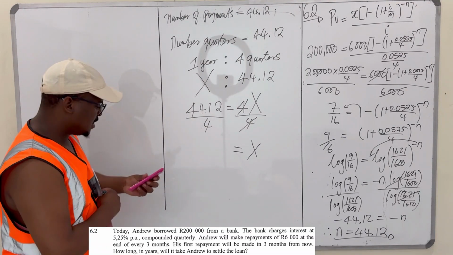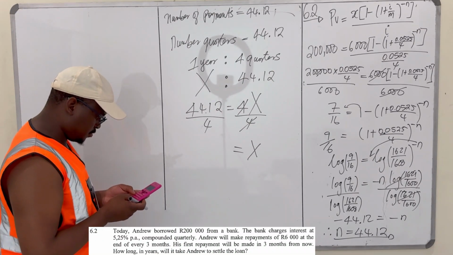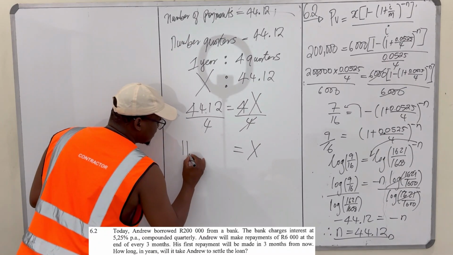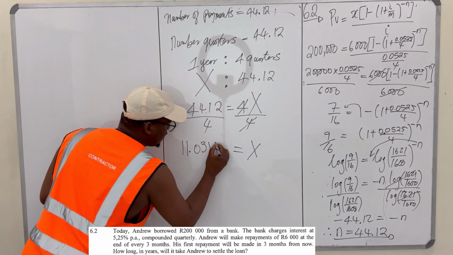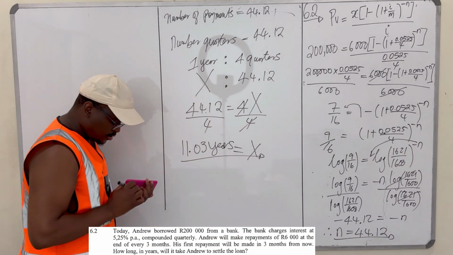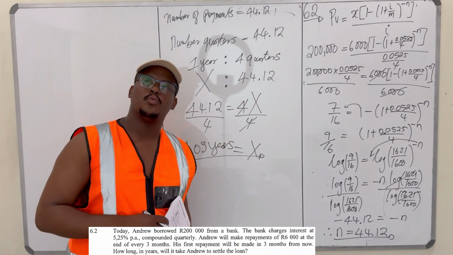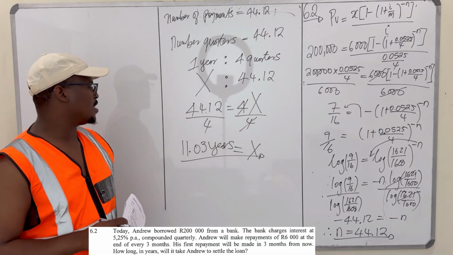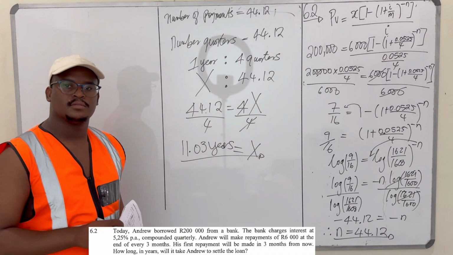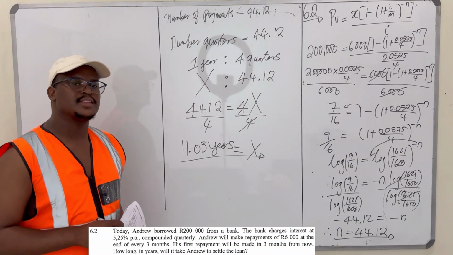So take that divided by 4. The number of years is 11.03 years. So it will take our friend 11.03 years to pay off that debt of 200,000 at a rate of 6,000 per month. That's where we're sitting. And I'm done with this question.